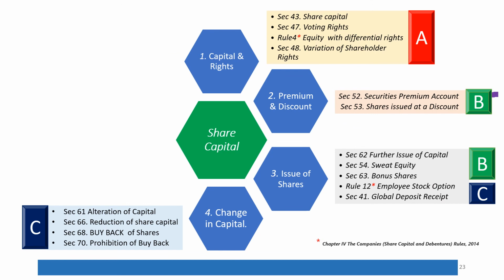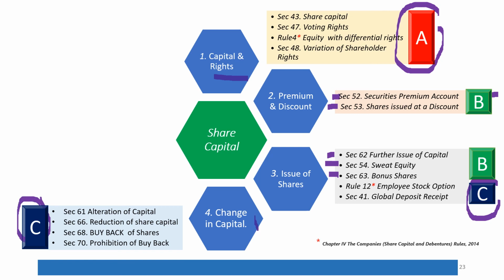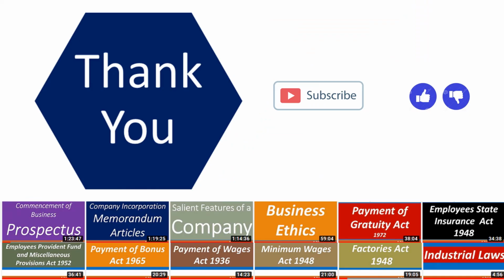In this part B video, we have covered securities premium account, shares issued at a discount, further issue of capital, sweat equity, and bonus shares. Please refer to part A video for capital and rights and part C video for change in capital, employee stock option, and global deposit receipt. Thank you so much.